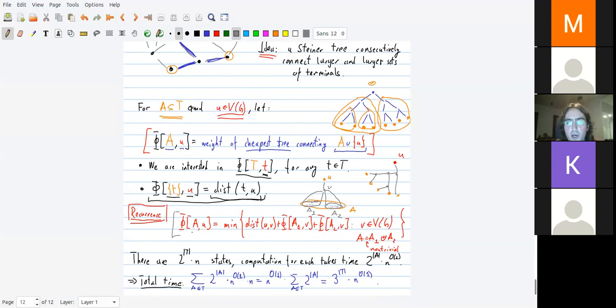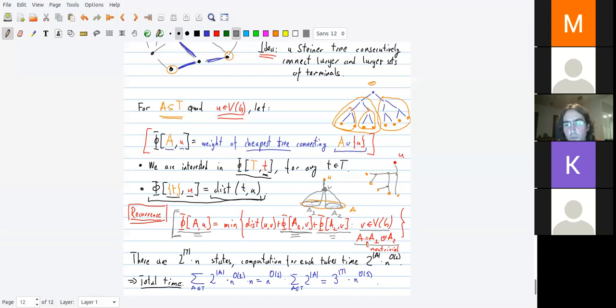So in order to compute phi of A and U, I need to take the minimum over all the vertices V where I will have this branching, and all the non-trivial partitions of the terminals. I need to gather A1 in V, I need to gather A2 in V, and I need to take the shortest path between U and V. So again, this is a recurrence. We compute it for all the states in a bottom-up way, by increasing sizes of the sets of terminals that we are interested in, computing these values of the function phi.